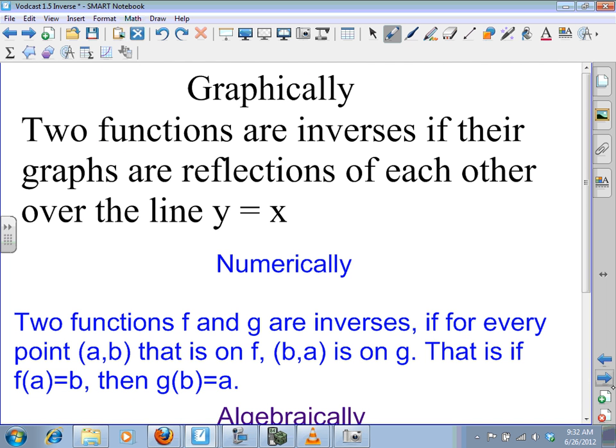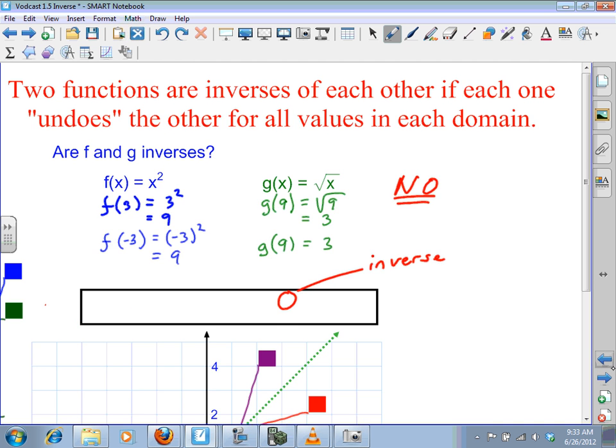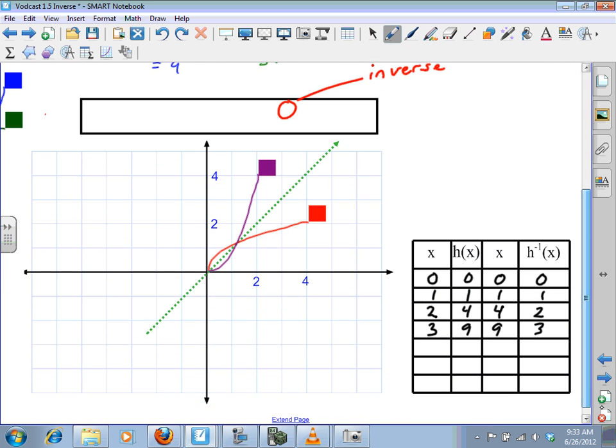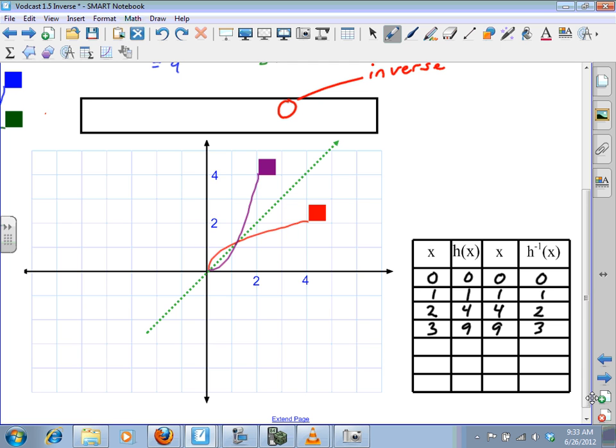So graphically, two functions are inverses if their graphs are reflections of each other over the line y equals x. And let's go back and look at that graph again. That's exactly what we had here. That green line is the line y equals x. And even when I did it with the original blue and green graphs, they were also reflections over the line y equals x, but they weren't both functions. And now these two things are invertible and they're inverses of each other.